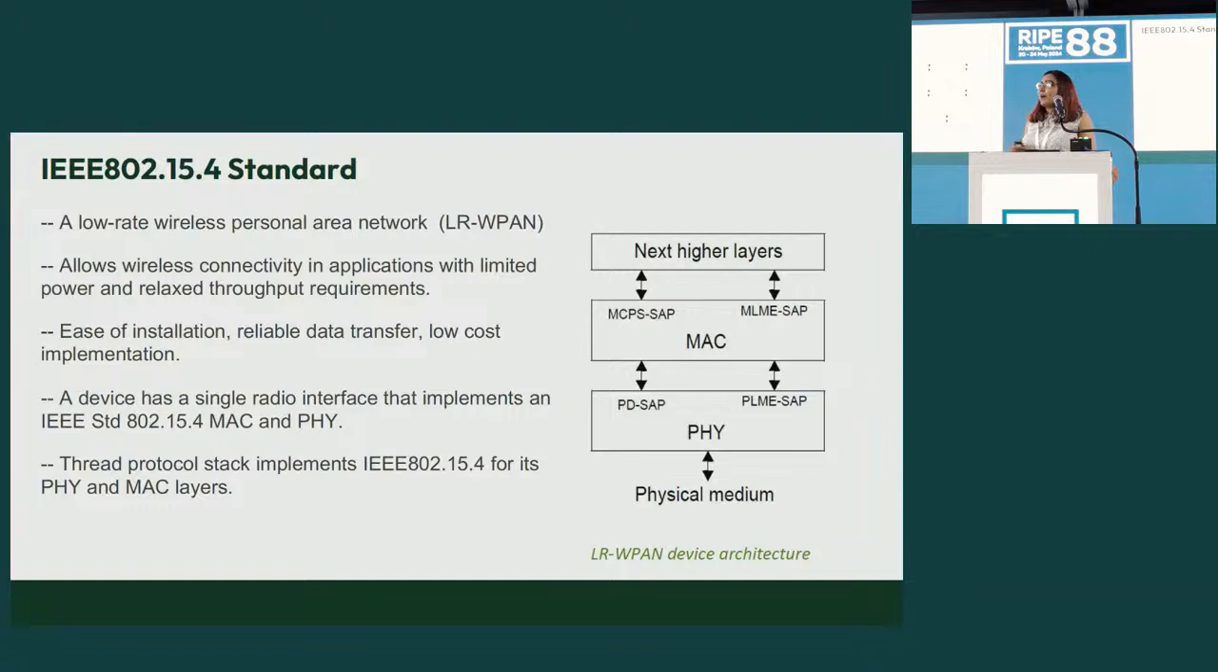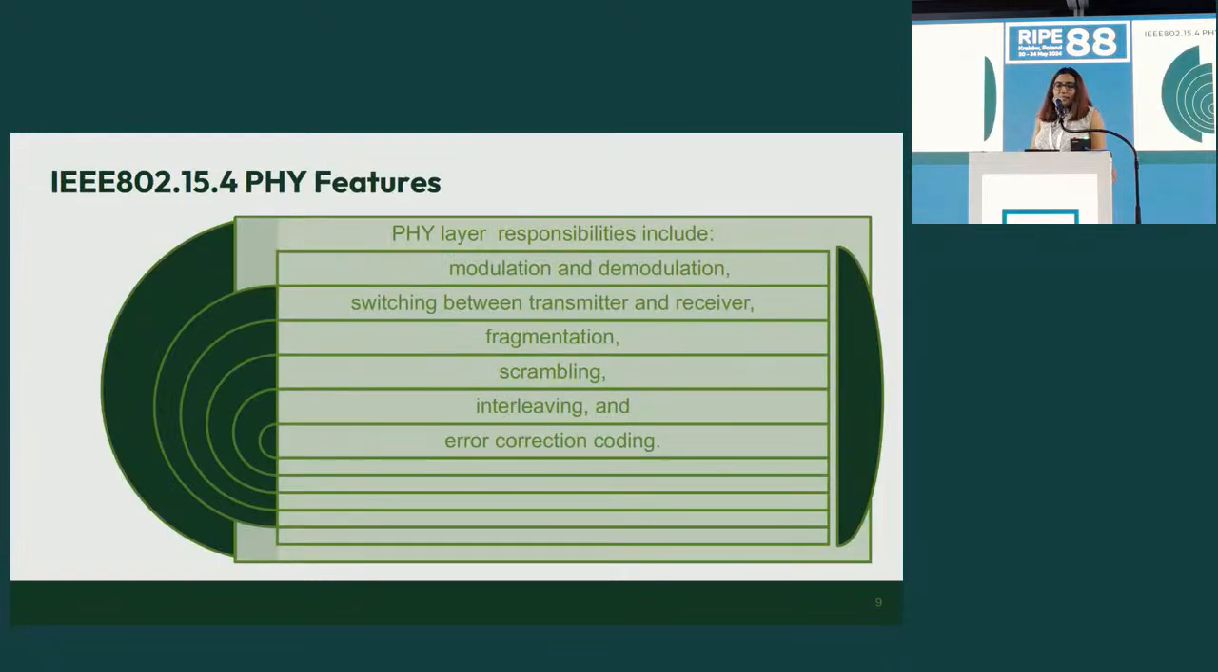And because part of Thread is built on 802.15.4, the physical layer looks like this. The whole Thread stack is built on this physical and MAC layer. The physical layer features include standard features, which we are all aware of, like modulation, demodulation, switching between transmitter and receiver, fragmentation, scrambling, interleaving, and error corrections and codings.